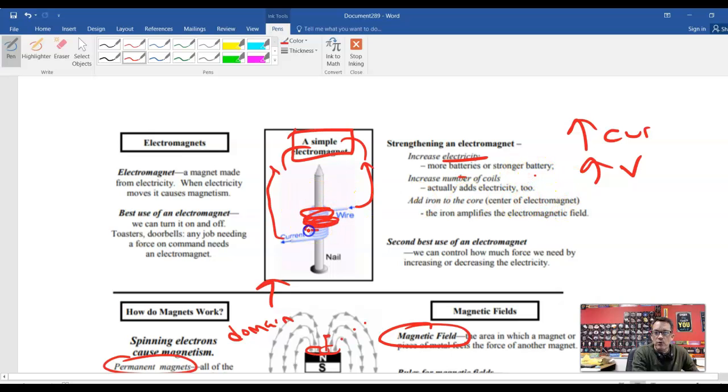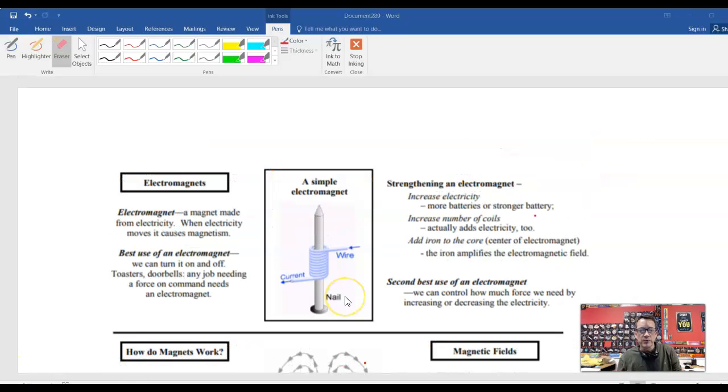If we wrap more coils of wire around it, that would cause there to be more electricity there as well, which would increase the strength. And if we get more and more iron to put into the core, that should strengthen the electromagnet as well.